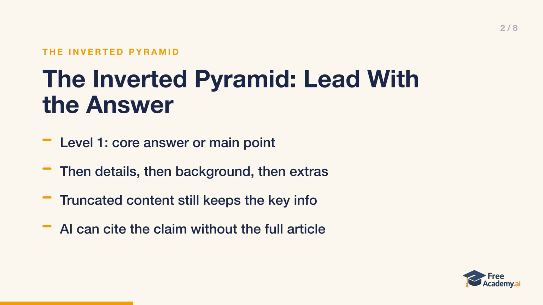Compare two versions of a CRM article. The traditional version buries the lead. It opens with how CRM has been used for decades and the systems that emerged in the 1980s, and the actual answer only appears 5 paragraphs later. The inverted pyramid version opens with the answer: CRM software typically costs $12 to $50 per user per month. Free options like HubSpot exist, and here is how pricing breaks down by tier.